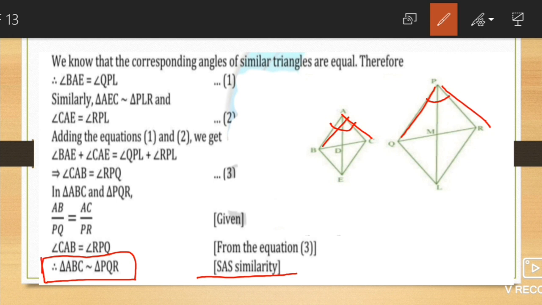In this way you have to solve this question. This is a very important question.